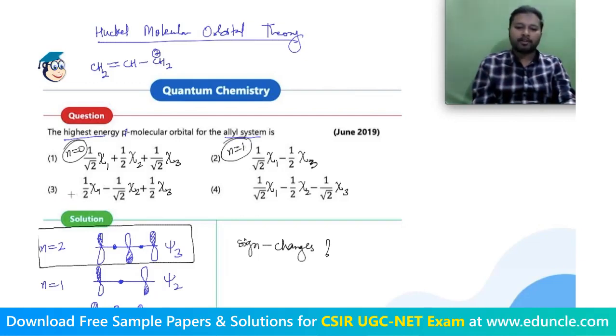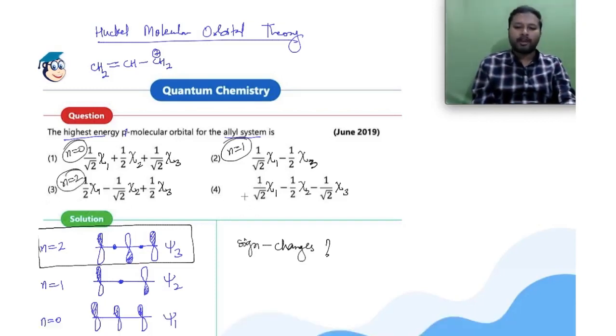If you look at option number 3, here the sign changes: it was plus, it became minus, and again it became plus. So once and twice. The sign changes twice, so that means there are two nodes over here. And in option number 4, this was plus, it became minus, then it remained minus only. So the sign changes just once. Okay, so n is equal to 1.